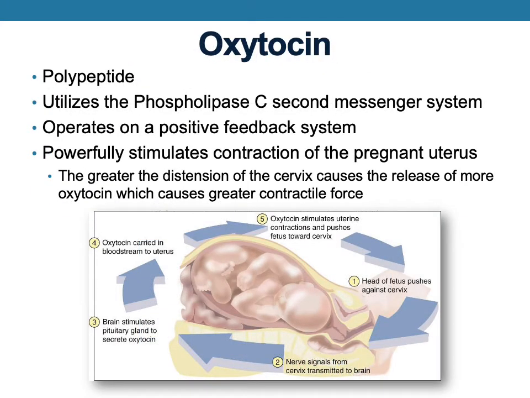Oxytocin is a polypeptide hormone that utilizes the phospholipase C second messenger system to stimulate its target cells. It is one of the rare hormones that operates on a positive feedback system. One example that I used previously in the Introduction to Endocrine lecture is the role of oxytocin in the birth of a baby. Oxytocin powerfully stimulates contraction of the pregnant uterus. The greater the distension of the cervix, caused by the baby's head pressing against it, stimulates the release of more oxytocin, which creates a greater contractile force.